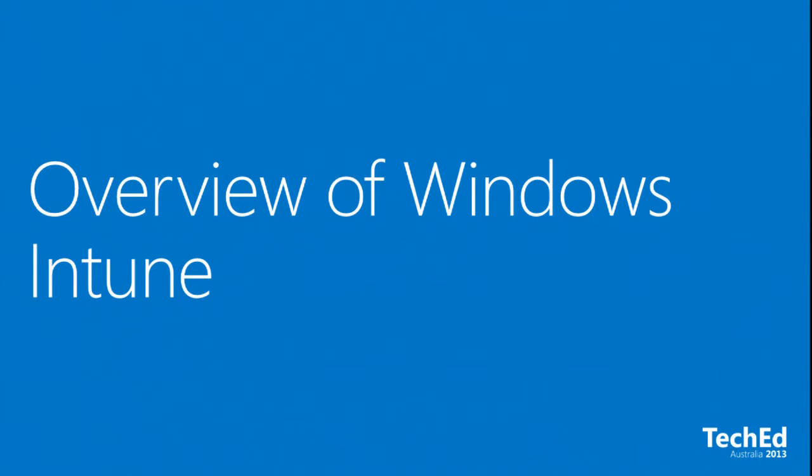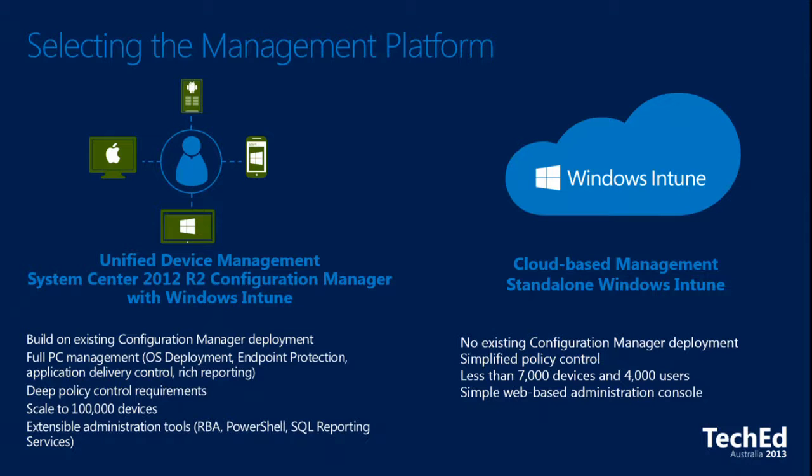All right, so let's start with an overview. There are two different ways that you can deliver Windows Intune today. The one on the left for you is what we call a unified device management scenario. And that's where you have an existing deployment of System Center Configuration Manager, and you integrate that with a Windows Intune tenant. Okay? So it's a way of extending your existing Configuration Manager deployment to mobile devices which are poorly connected in your organization.